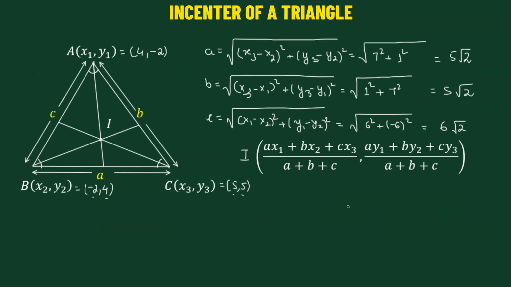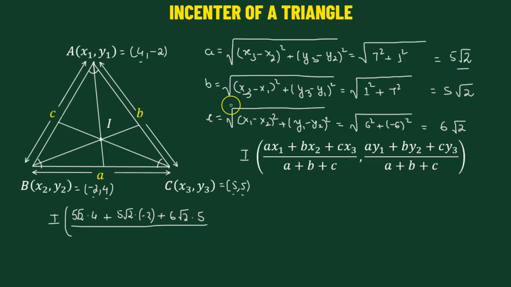So let's find out the incenter. The coordinates of the incenter I, first we'll find the x coordinate. We need the value of a. So a is 5 times square root of 2, that's going to be multiplied with the value x1. Here x1, the x coordinate of A, is 4. Added to that, now we need b times x2. So b is 5 times square root of 2 multiplied by x2. Here x2 corresponds to -2. Plus we have c. So c is 6 times square root of 2, multiplied with the x component of C, that's simply 5, all divided by the sum of the three sides of the triangle.